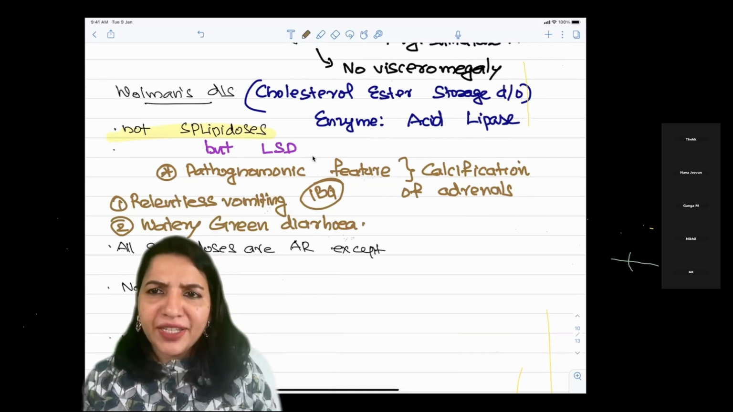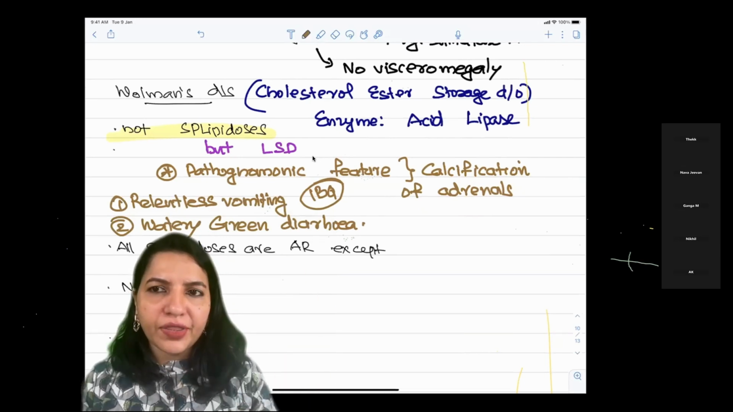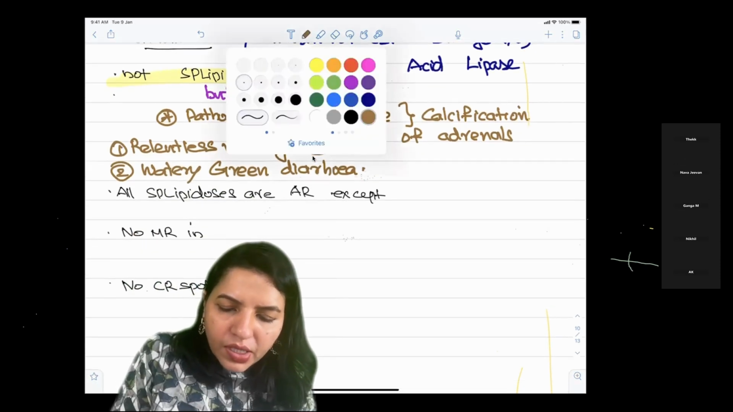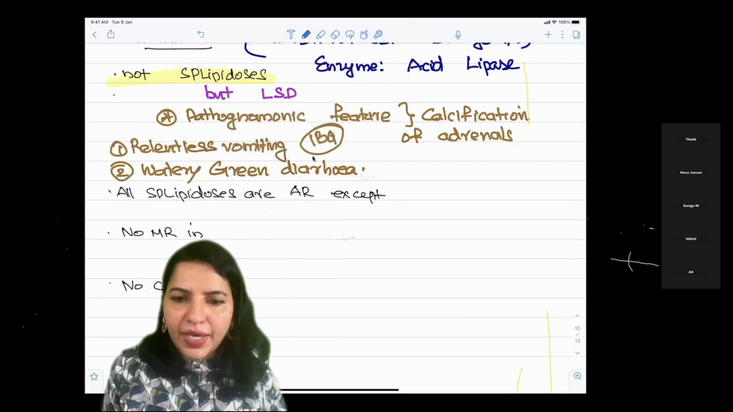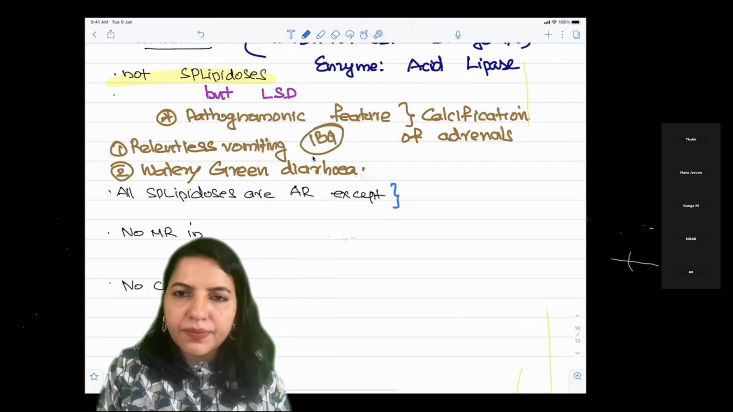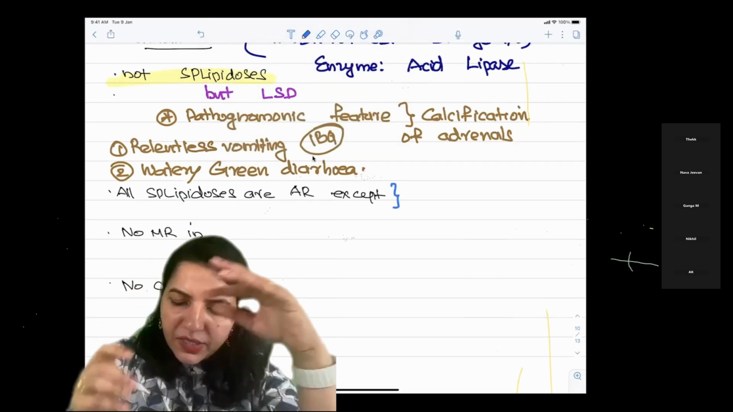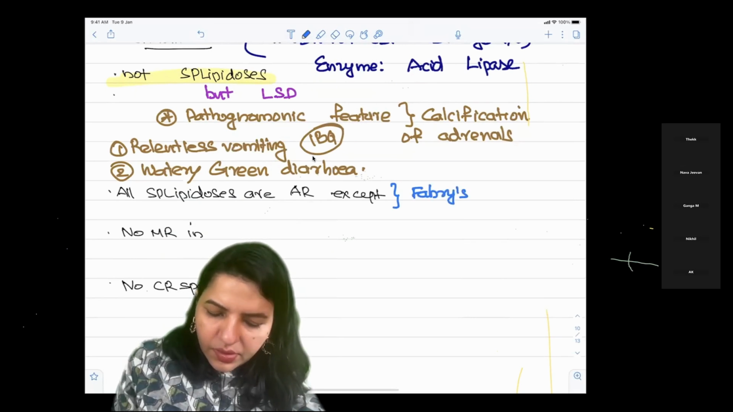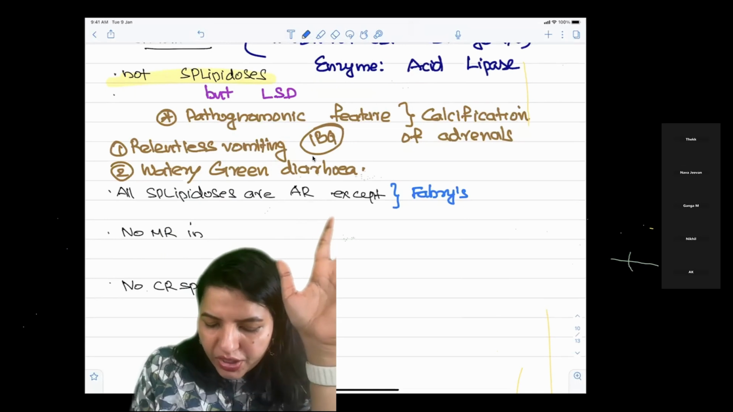So we have seen many things. I'm going to conclude everything into some general features. This is what you have to learn. All sphingolipidosis are autosomal recessive except, you have to tell me the answer. Yes, very good. No mental retardation in.